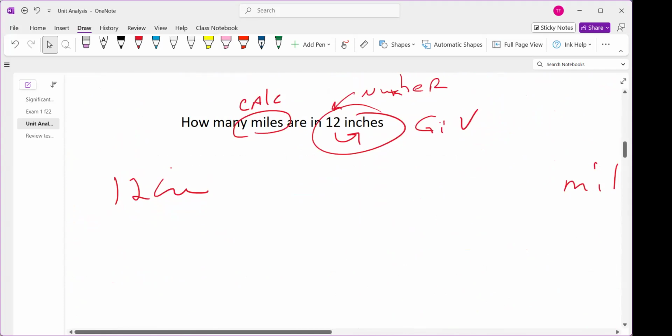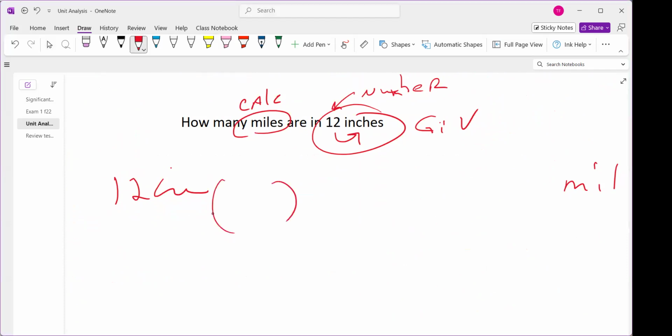Okay, so this is not a one-step problem. It will be more than one step because the conversion factor does not have in it the calculated and given. So we need to go to an intermediate, and then from the intermediate, we go to the final. So starting at 12 inches, what's going to be here? And what goes on the top?